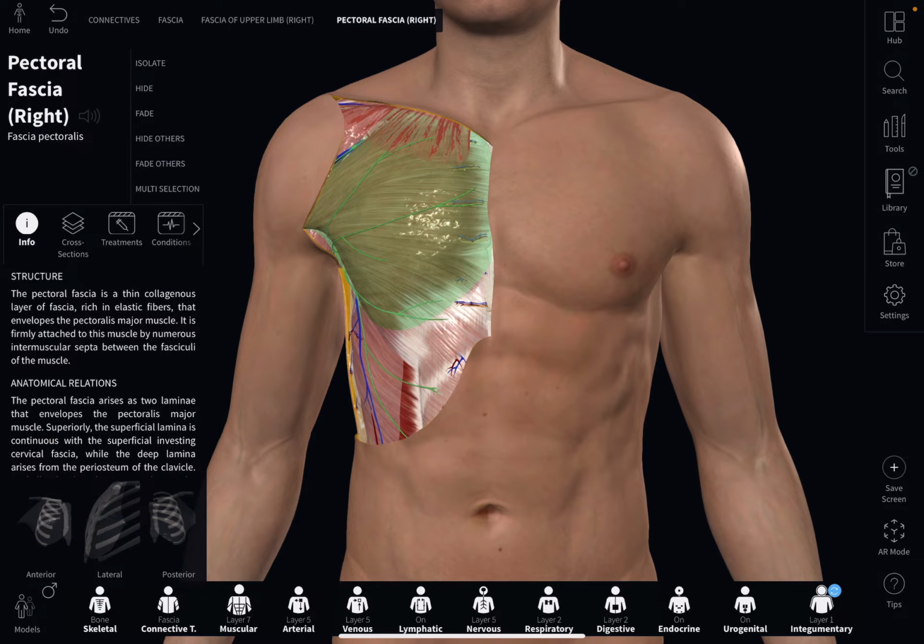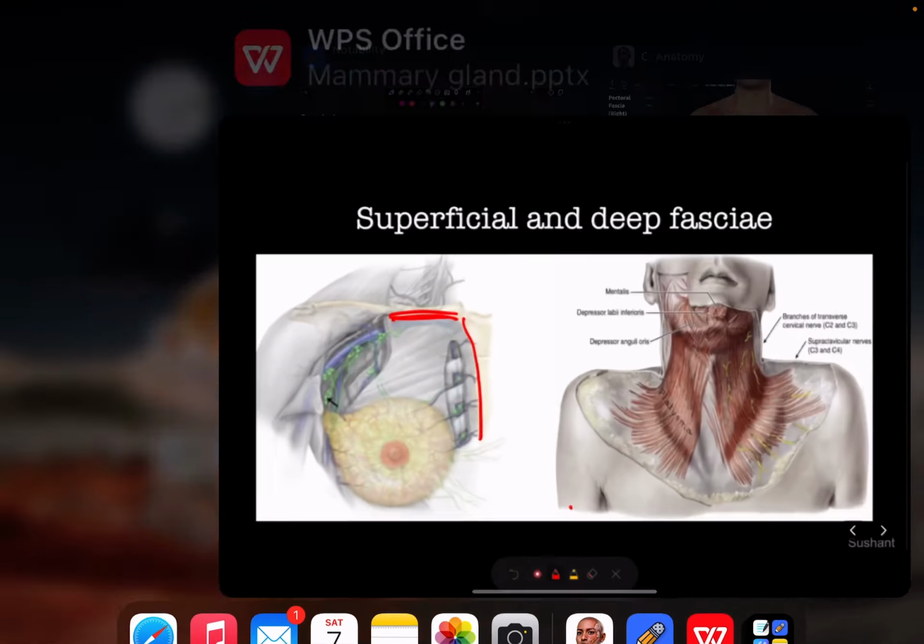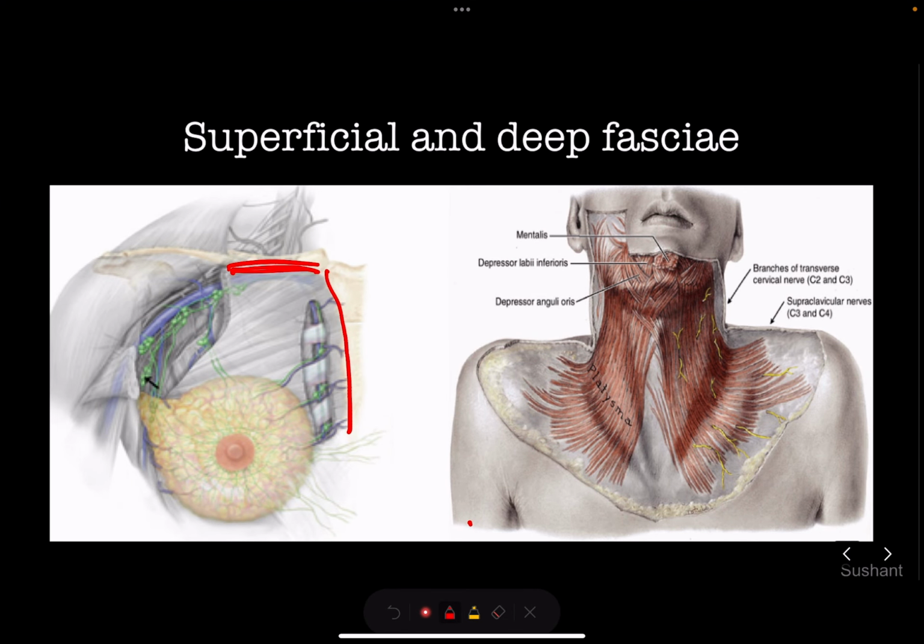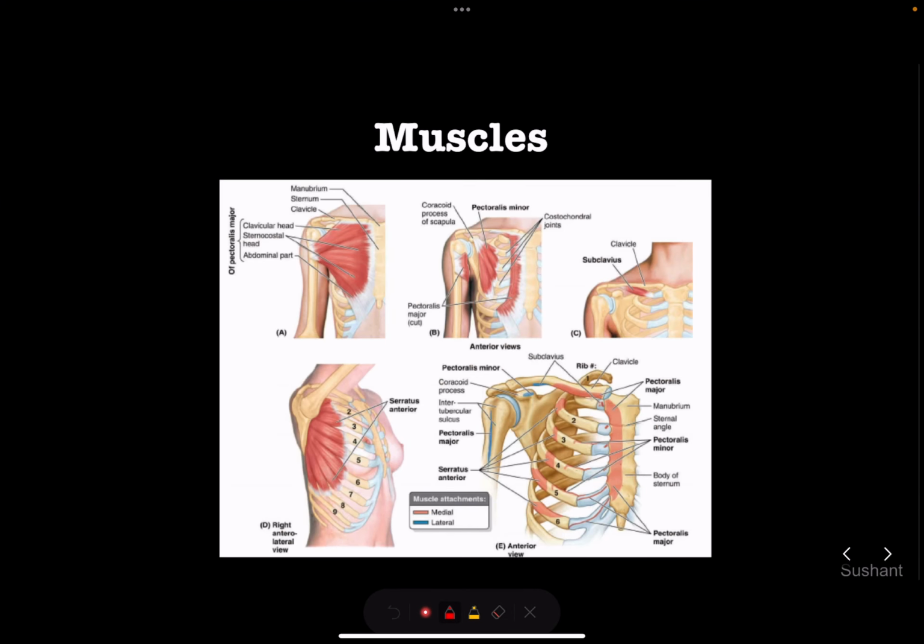Next, coming to the different muscles that we find in the pectoral region, there are mainly four muscles in the pectoral region. One is the pectoralis major muscle, which you can see here. This one right here. This is the pectoralis major muscle. So that's number one. You can see it is written here, pectoralis major.